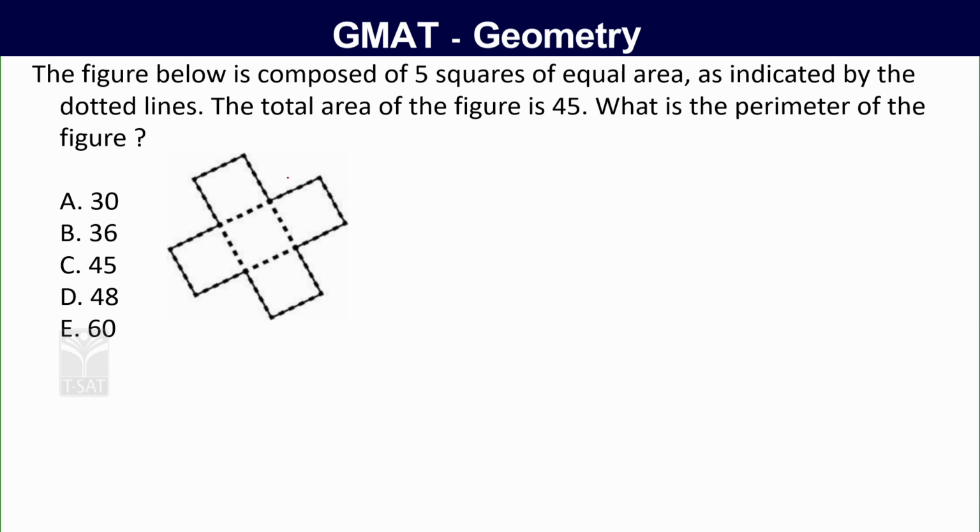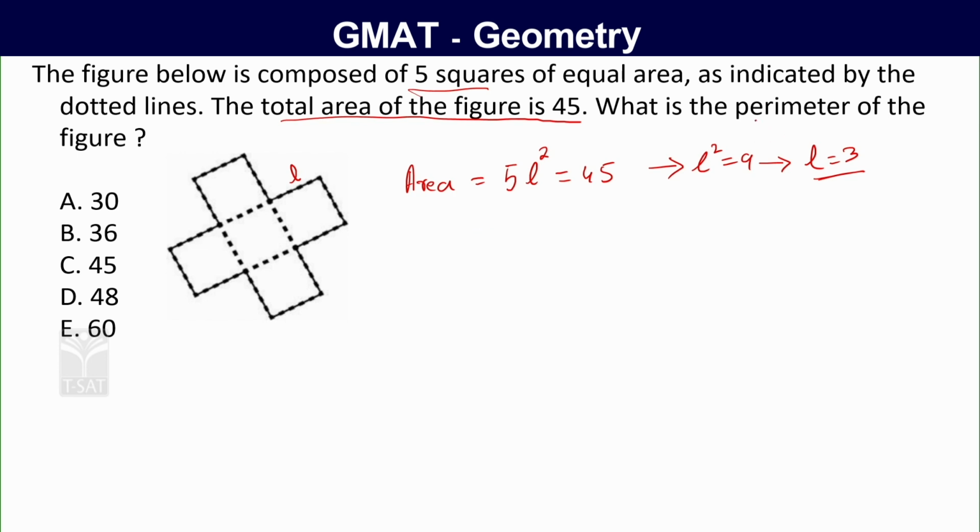So let's assume each side is of L units. Then the area of each square will be L square, and there are 5 squares in total. So 5 into L square will be our area, and it's given that the total area of the figure is 45. So we equate this to 45. Dividing both sides by 5, you get L square is equal to 9. That means L is equal to 3. So L is equal to 3 units.